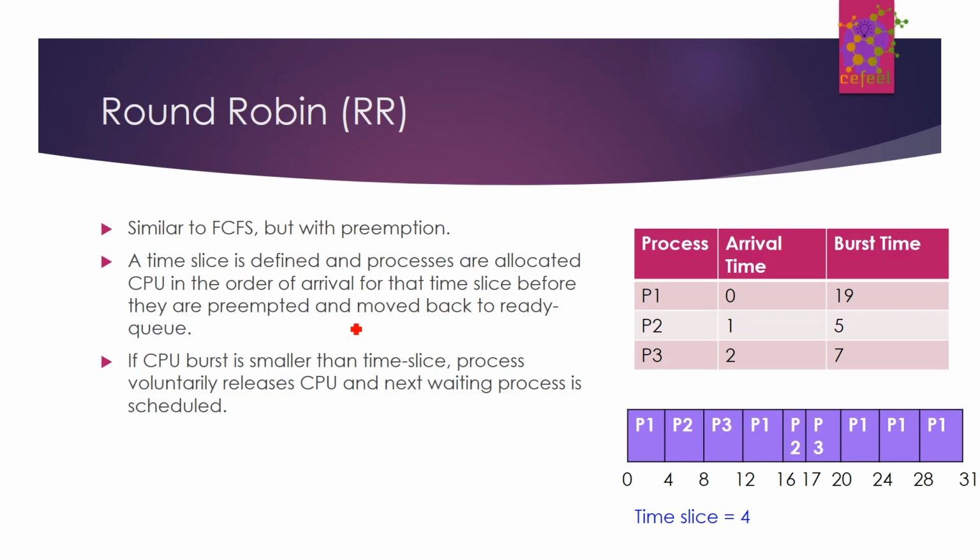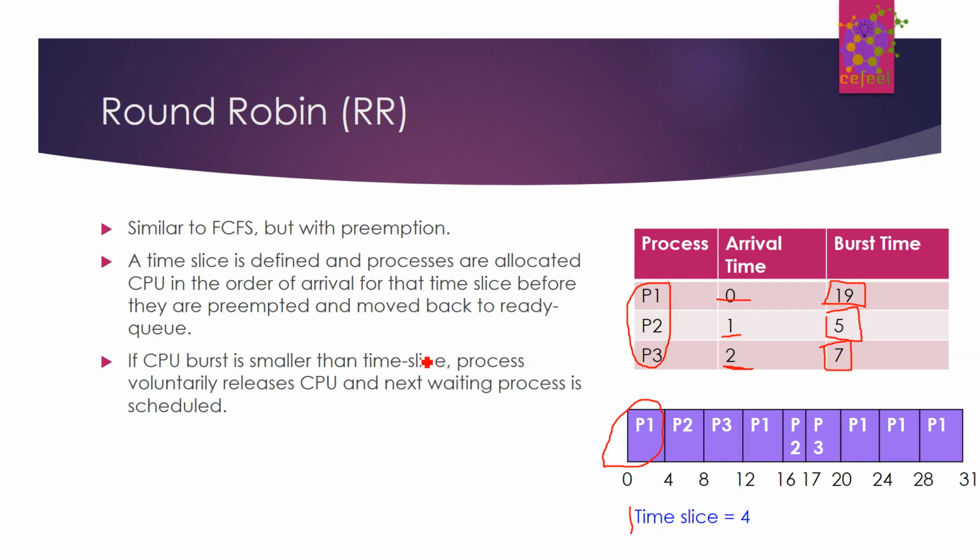So here is an example of round robin. Let's say we have three processes, P1, P2, P3. They arrive in this order: P1 arrives first, followed by P2, followed by P3. P1's burst is 19, P2's burst size is 5, and P3's burst size is 7. As we can see, because round robin is FCFS, P1 will get executed on the CPU because P1 came first.